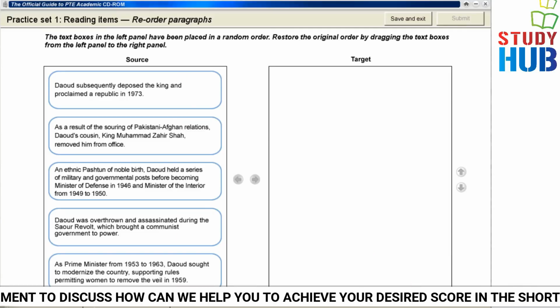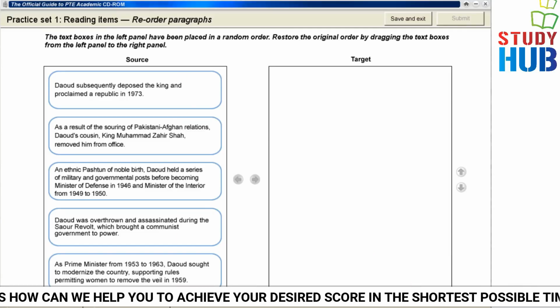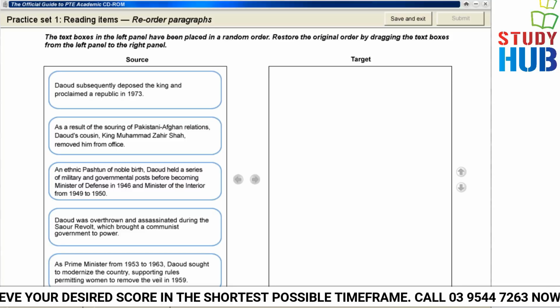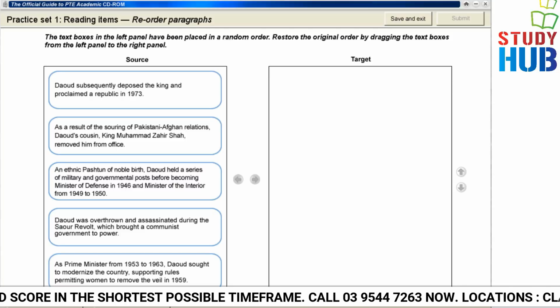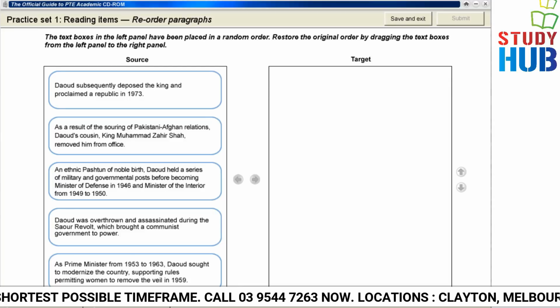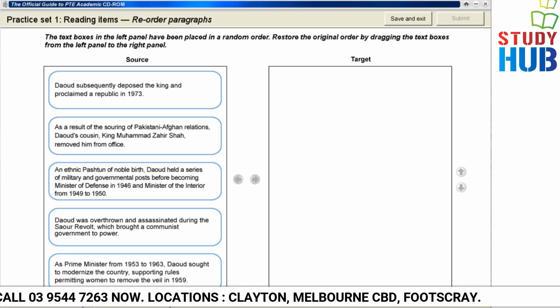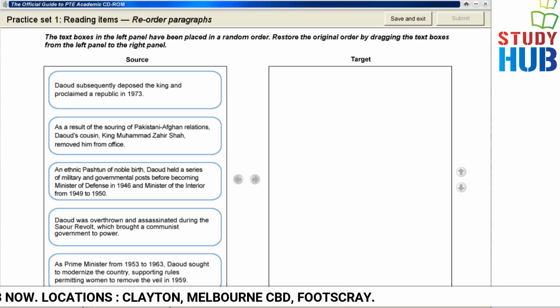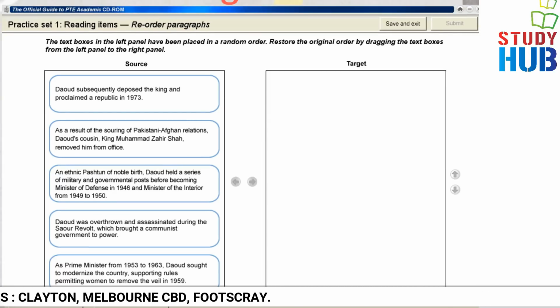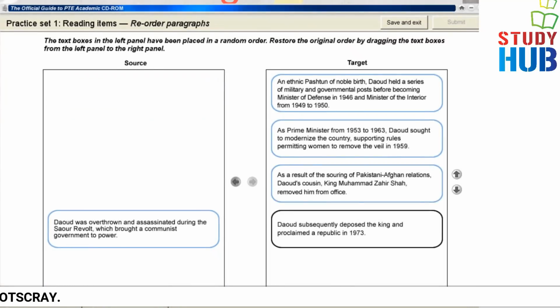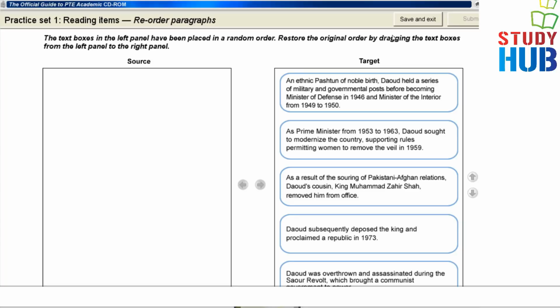So guys, in the next video, I'm going to be covering this question called reorder paragraphs. A lot of students find this particular question difficult, some find it easier, but a big majority of people found it difficult. What you have to do in this question is find the first sentence, second sentence, third sentence, fourth sentence, and the fifth sentence, and organize them in a proper order.